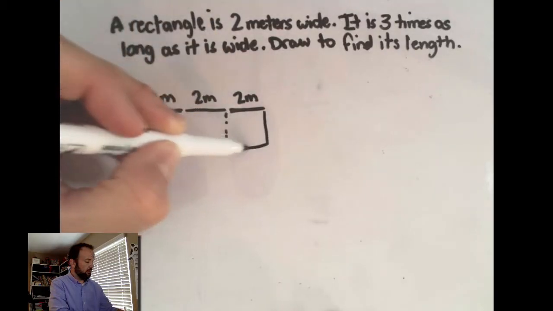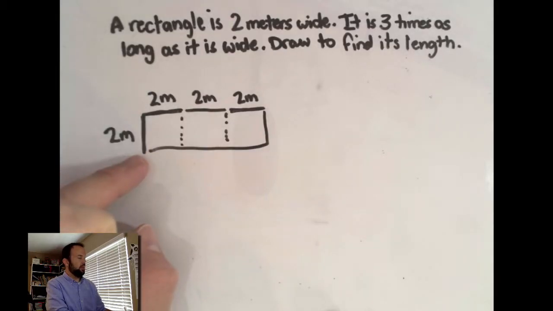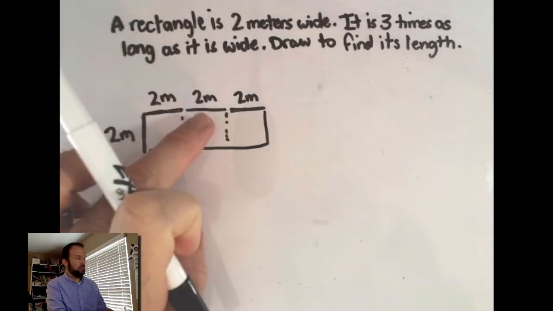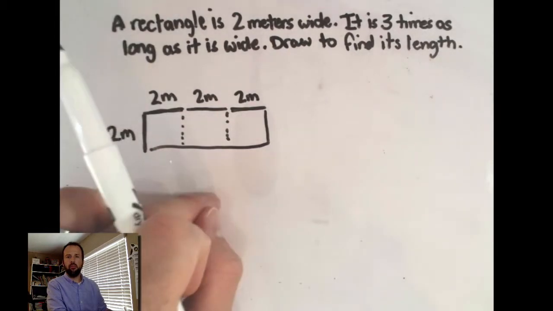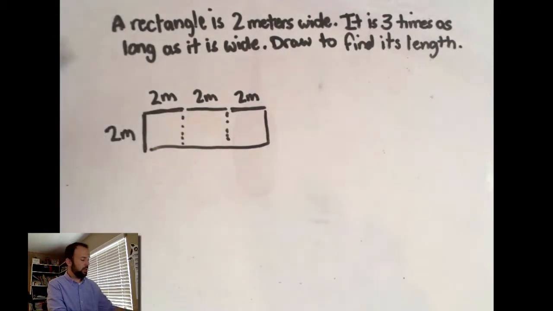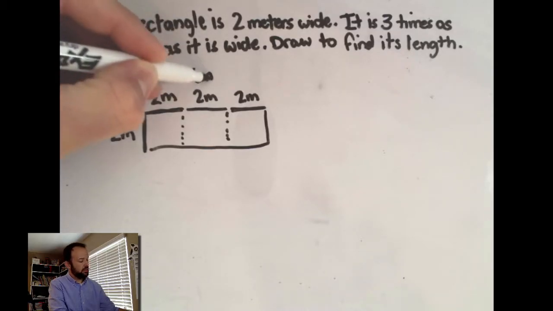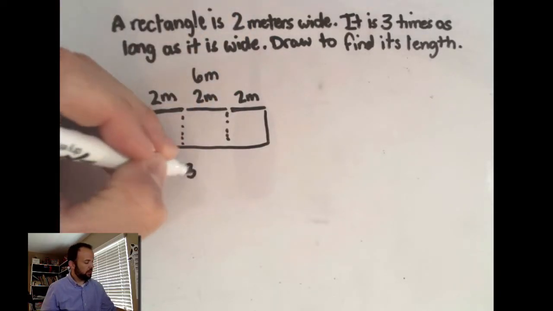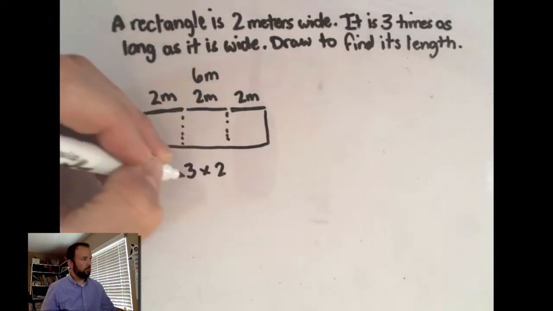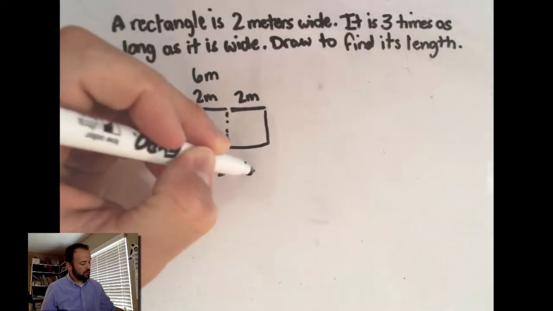And I can close off this shape here. So if we think about it as 2 meters wide is my width, my length is 3 times that. So 2 meters once, 2 meters twice, 2 meters 3 times. So what is going to be the total length of my rectangle? You're right, it's going to be 6. 2 plus 2 plus 2 would give me 6. 6 meters total. Or you could think of it as 3 times 2, right? 3 times 2, which is my width, would give me 6 meters.